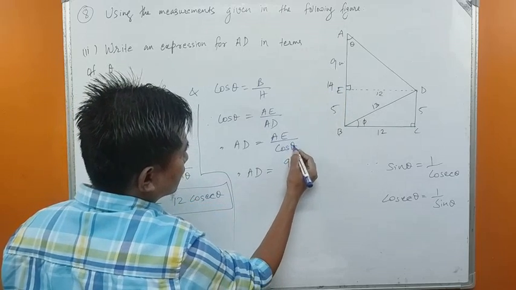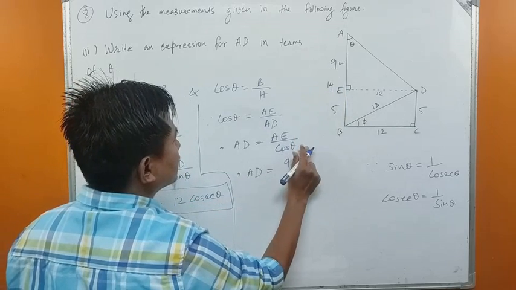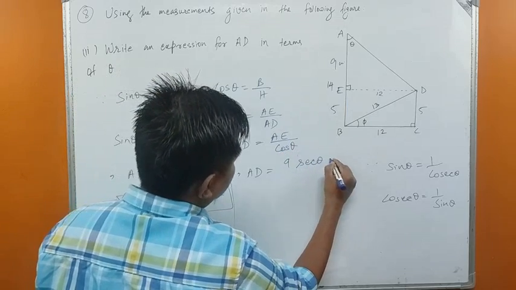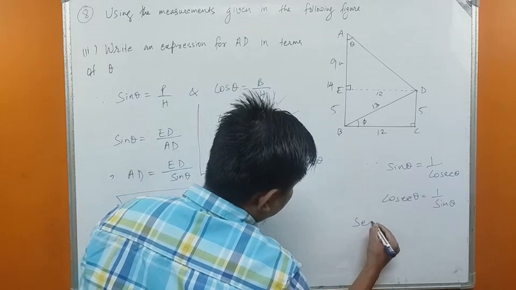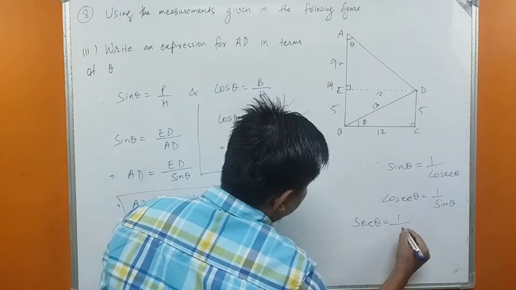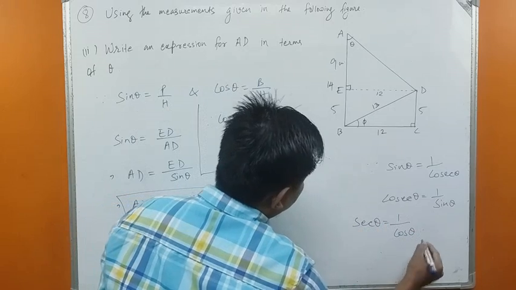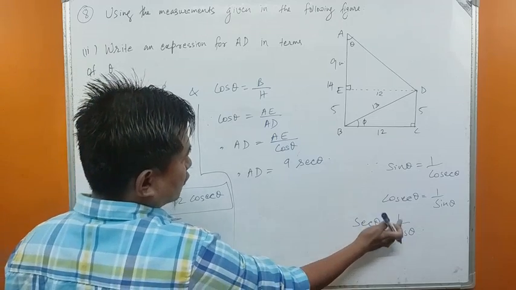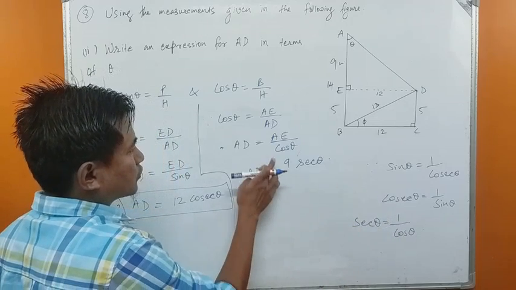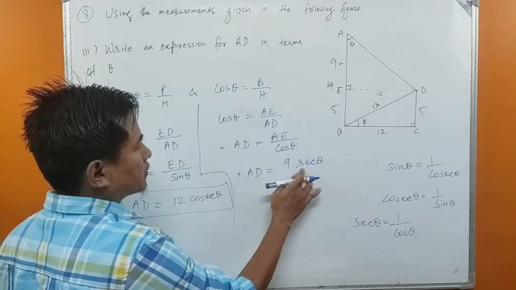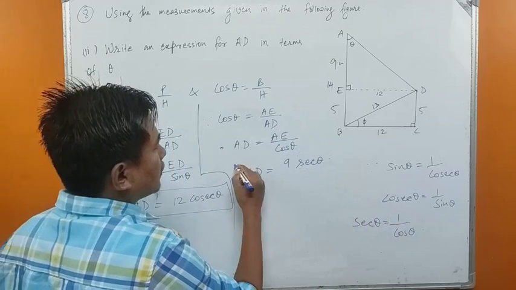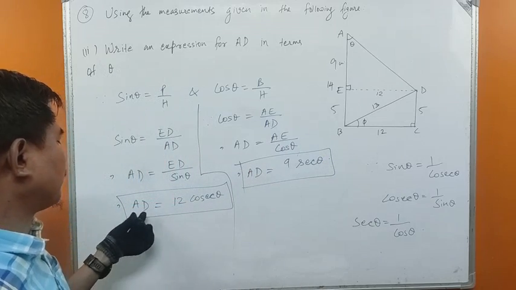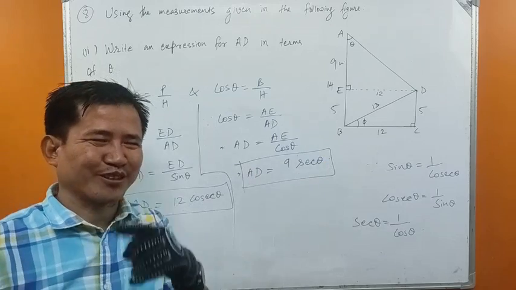So cos theta is in the denominator. Let me take it to the numerator. It becomes sec theta, because sec theta and cos theta are reciprocal of each other. Sec theta is 1 upon cos theta, and cos theta is 1 upon sec theta. So AD equals 9 sec theta. So these two are the expressions of AD in terms of theta. I hope you got this.